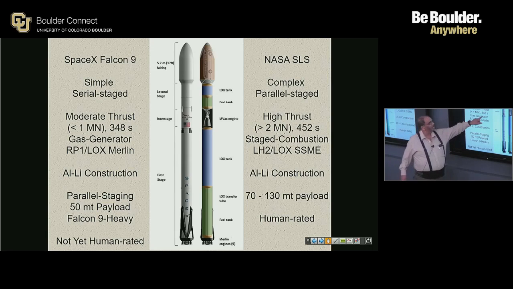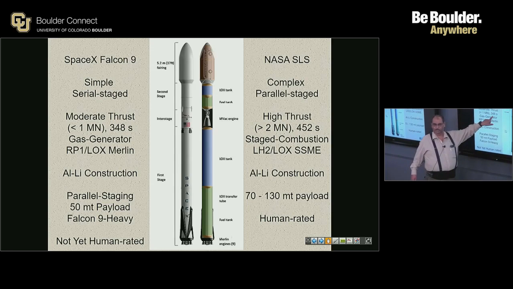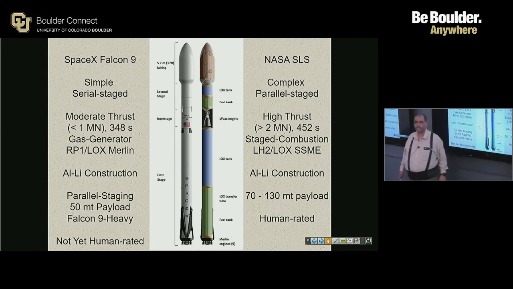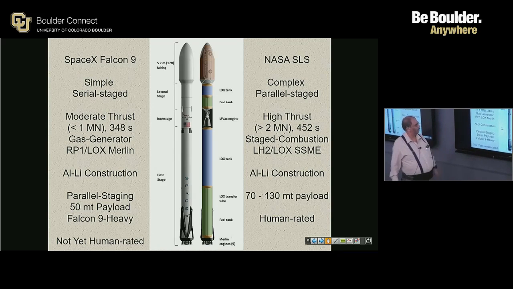Moderate thrust engine. Look at the specific impulse, rather low compared to a very good cryogenic engine. But there are advantages to using RP1 because the mass of the system comes down, because it's a high-density propellant compared to low-density liquid hydrogen. So that is one of the differences.